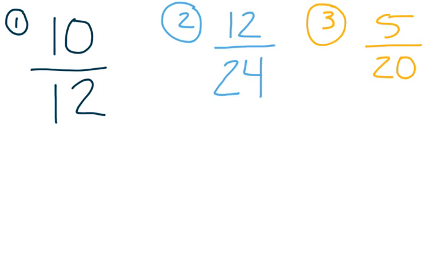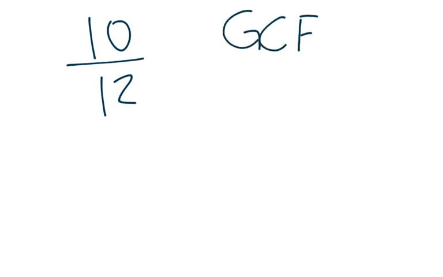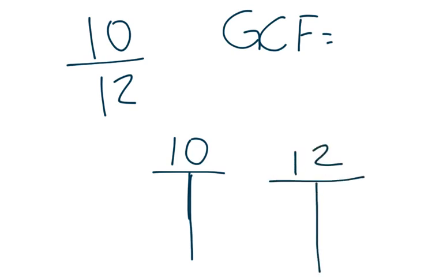So I'm going to go to a new page. I'm going to do our first fraction, which was 10 over 12. So the first thing you should have done is you should have started looking for that GCF that we've talked about, that greatest common factor. So you probably made a T-chart for 10 and 12. Then you should have listed your factors. So I can do 1 and 10, and then 2 and 5, nothing times 3, nothing times 4, and then I'd be back at 5, so I can stop.